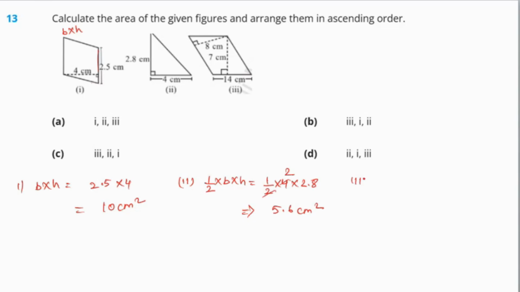Moving towards the third one, again this is a parallelogram, so base into height we can apply. Base is 14 and height is 7. So when we figure out the area, we will get 98 centimeters square. Correct? And we need to arrange them in ascending order. The lowest one is the second one, then the first one, then the last, the third one. So the answer is second, first, and third, which is option D.